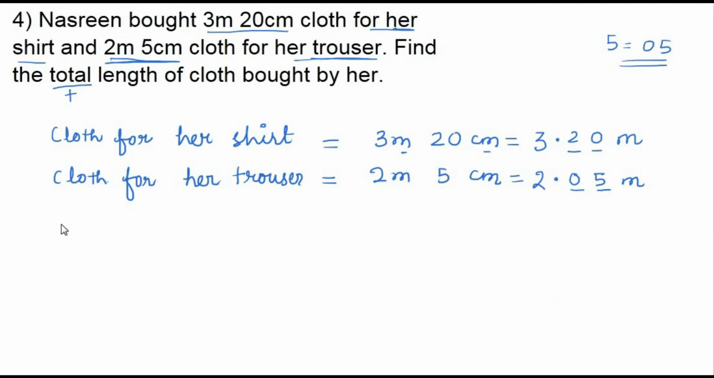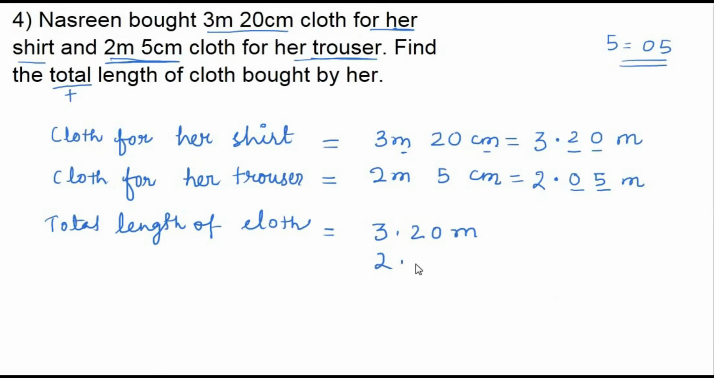Now let's write down the third statement. Total length of cloth equal to, here we need to add 3.20 meter, then 2.05 meter. Let's add this. This is 0, 5 as it is. 0 plus 2, 2. We need to put the decimal point at the same place. Then 2 plus 3, 5. So our answer is 5.25 meter.